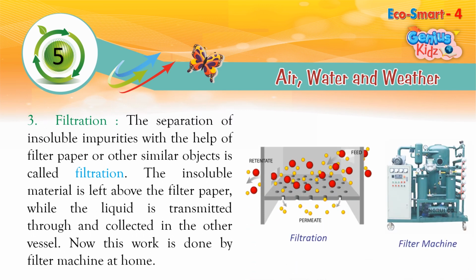3. Filtration. The separation of insoluble impurities with the help of filter paper or other similar objects is called filtration. The insoluble material is left above the filter paper, while the liquid passes through and is collected in the other vessel. Now this work is done by a filter machine at home.